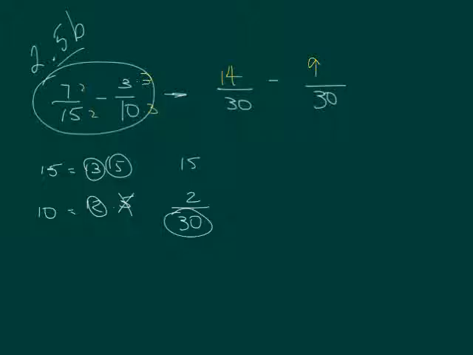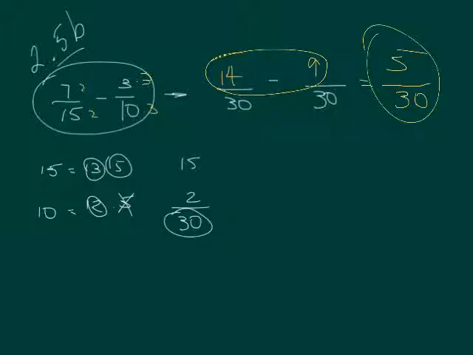And since my denominators are 30, my answer is going to have a denominator of 30. And I'm going to subtract my 14 minus 9 and get 5. So I have 5 over 30. But now I have to look and see if I can reduce that. And when I reduce that, I just have to look and see if there is a number that will go into both 30 and 5 evenly. And in this case, 5 goes into 5 once, and 5 goes into 30 6 times. So 1/6 is 5 over 30 reduced.